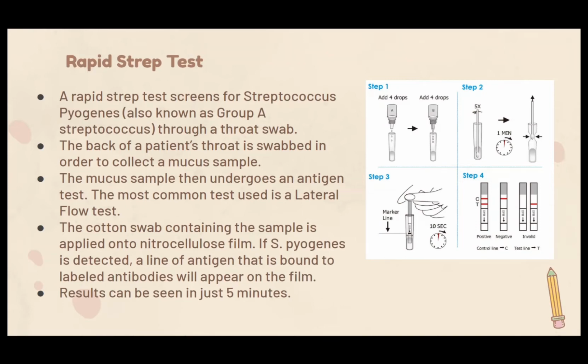And the most common antigen test that is used nowadays is the lateral flow test. So using the lateral flow test, the cotton swab containing the mucus sample is applied onto a nitrocellulose film. And if Streptococcus pyogenes is detected, an antigen that is bound to labeled antibodies will appear on the film. So you can see on the right on the figure, two lines produced on the film will indicate a positive test result. And a rapid strep test is great since results can be seen in just 5 minutes, so it is a relatively simple process that is not time-consuming.